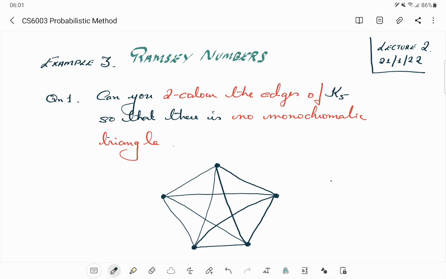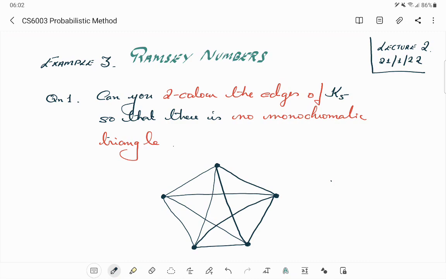Now let's get back to the question. Can you two color the edges of this complete graph on 5 vertices? This is drawn here. This is a complete graph on 5 vertices. How many edges does it have? It has 5 choose 2, which is equal to 10 edges. And these 10 edges you are supposed to color using two colors. So how many options are there? There are 2 to the power 10 different possible colorings if you are given two colors and 10 edges.